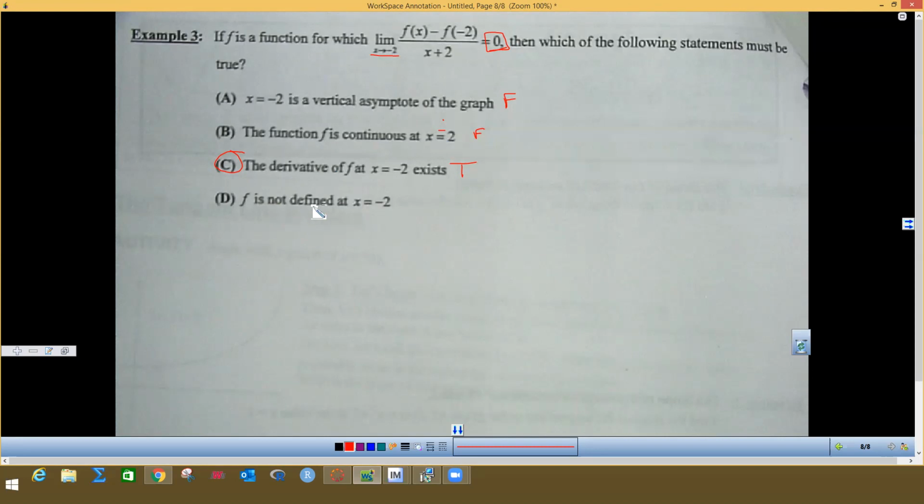And then this says f is not defined at x equals -2. Well, it has to be defined in order to get a derivative. So that's why this is false. In other words, you can't do a derivative if there's no point there. That's something we'll learn later, that a graph has to be continuous to even do a derivative. So C is the answer.